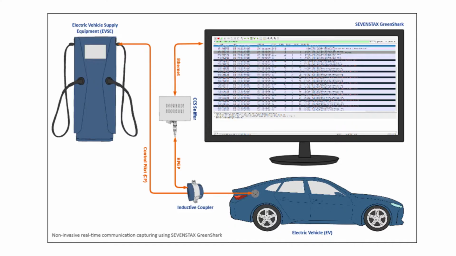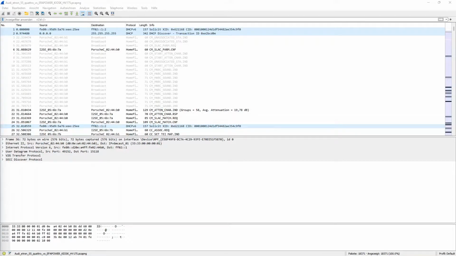GreenShark comes as a plugin for the well-known Wireshark protocol dissector, enabling it to decode ISO 15118 and DIN 70121 traffic into human-readable form. Furthermore, it features the graphical visualization of the most relevant charging parameters in real time. So let's have a look.